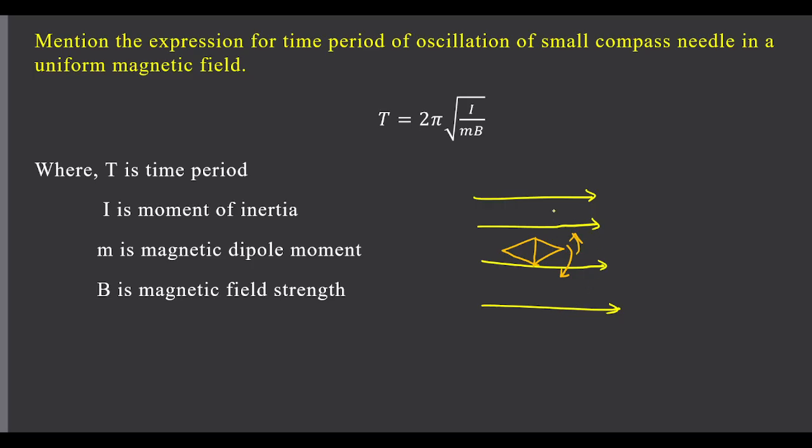What is the time period of that oscillation? That is given by this formula. T is equal to 2 pi under the root I by MB, where I is the moment of inertia, not the current. M is the dipole moment, given in the unit ampere meter square, and B is the magnetic field strength in that particular region, and T is the time period. This is a very important formula.